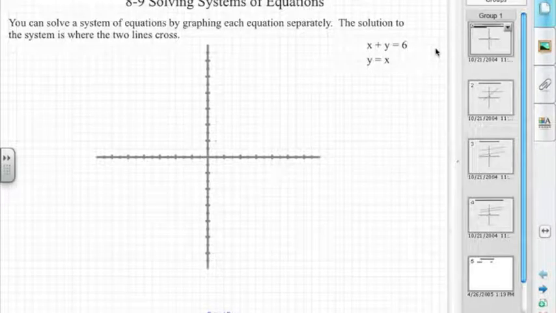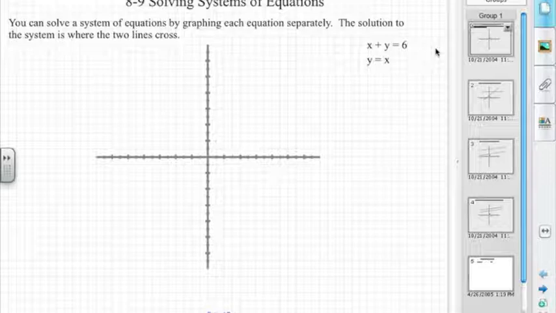8-9, solving systems of equations. You can solve a system of equations by graphing each equation separately. The solution to the system is where the two lines cross. So when we talk about solving a system of equations, we're simply talking about where these two lines, x plus y equals 6 and y equals x, cross each other.